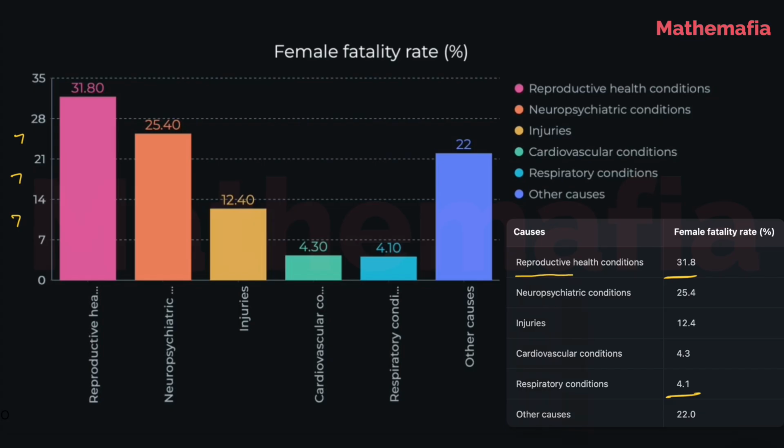Now, for the first cause, reproductive health conditions, we are supposed to draw a bar that should represent 31.8%. So we can figure out from the y-axis, okay, somewhere over here I have 31.8. So I have to draw a bar from the bottom of the x-axis up to 31.8. Similarly, for 25.4, I have to plot a bar from the bottom of the x-axis up to 25.4. And similarly, for all next entries, we are supposed to draw these bars.